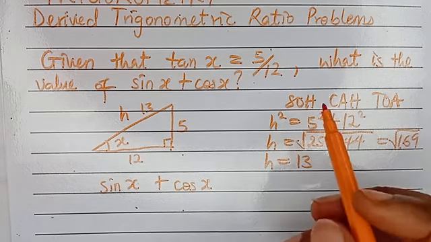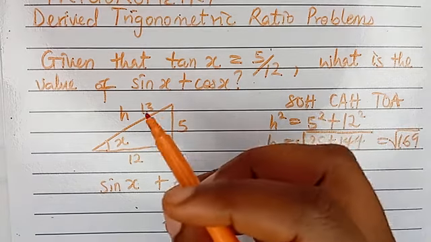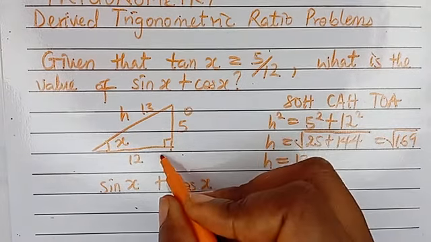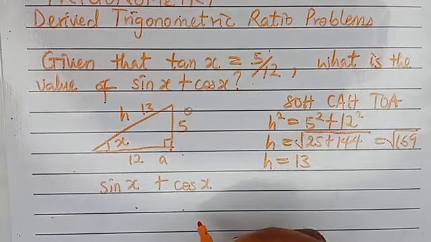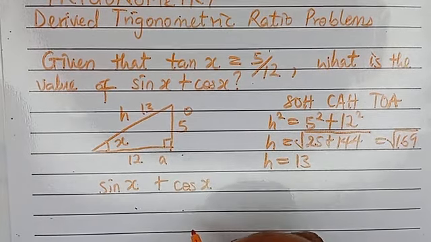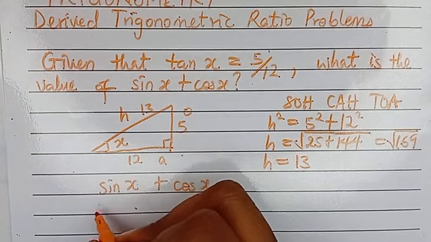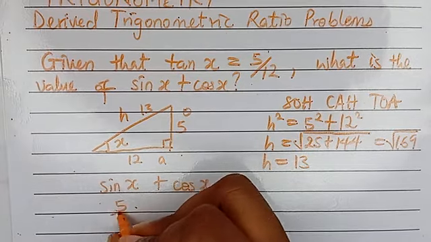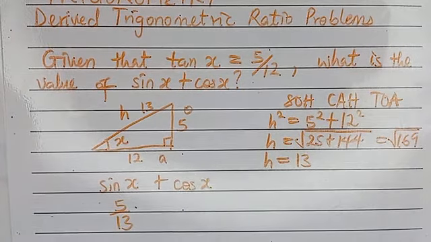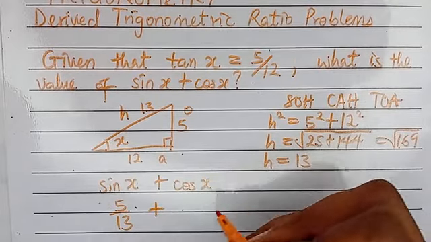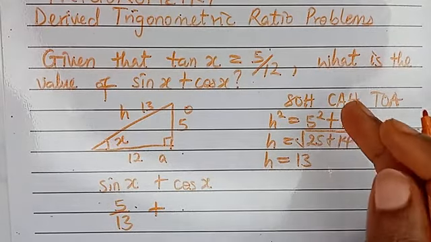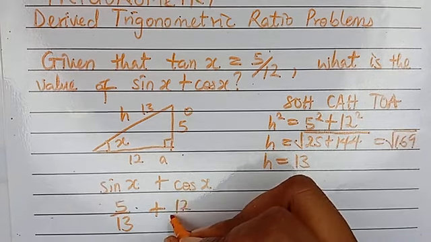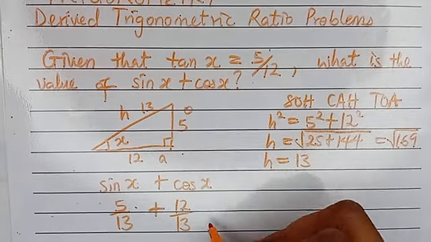Now sine x is equal to opposite over hypotenuse. Let me also label: this is the hypotenuse, this is the opposite, and this is the adjacent. We have that sine x is equal to opposite over hypotenuse, which is 5 over 13. We bring down plus. Cos x is adjacent over hypotenuse, 12 over 13.